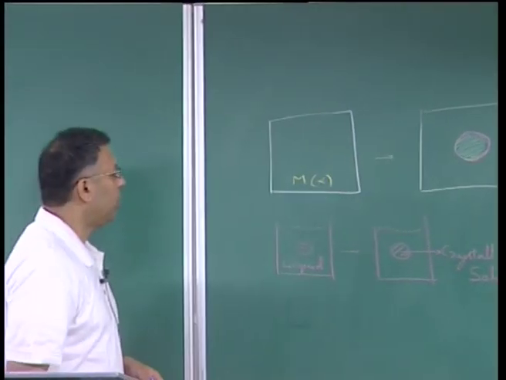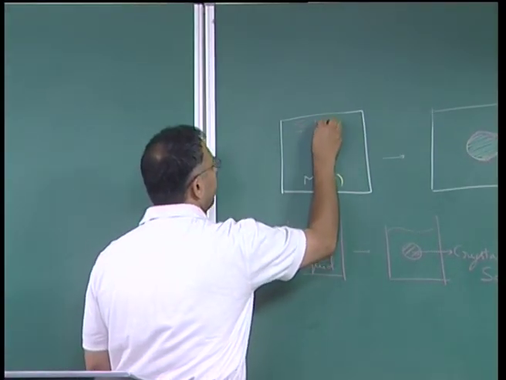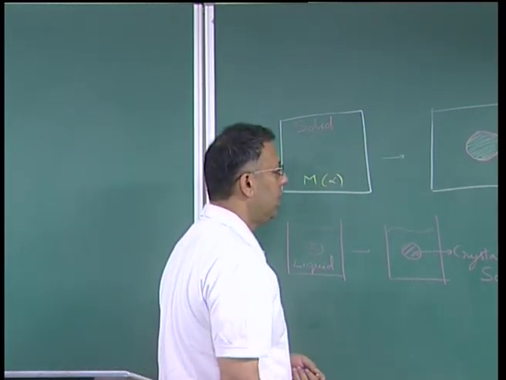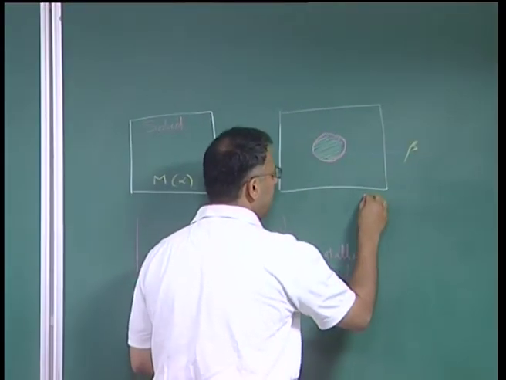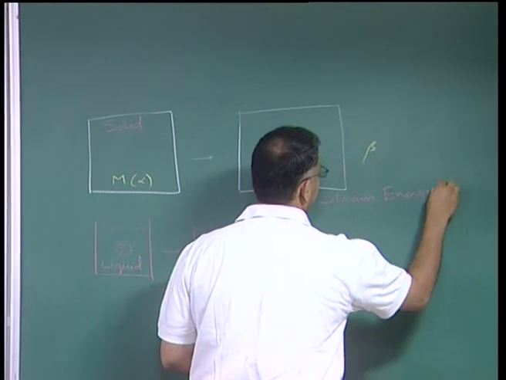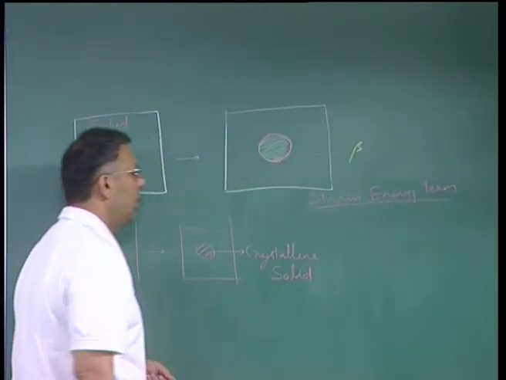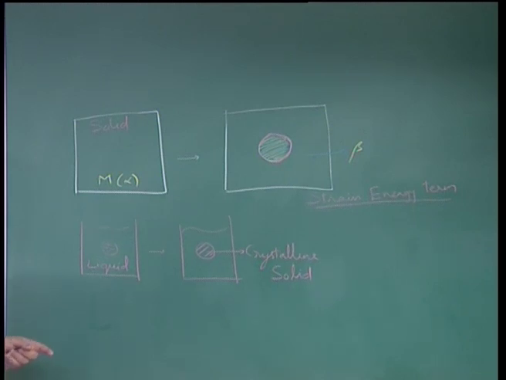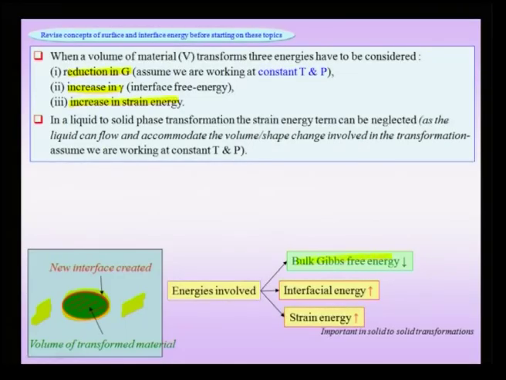But suppose I am talking about a solid to solid phase transformation. So, this is a solid alpha in which a beta phase is coming. I would have an additional term which is the strain energy term. And we will try to understand all these energies in a little more detail as we go along. So, the energies involved in general are the Gibbs free energy reduction, which is actually what is driving the phase transformation, an increase in interfacial energy which tends to oppose your phase transformation, and an increase in strain energy which becomes important in solid to solid phase transformation.